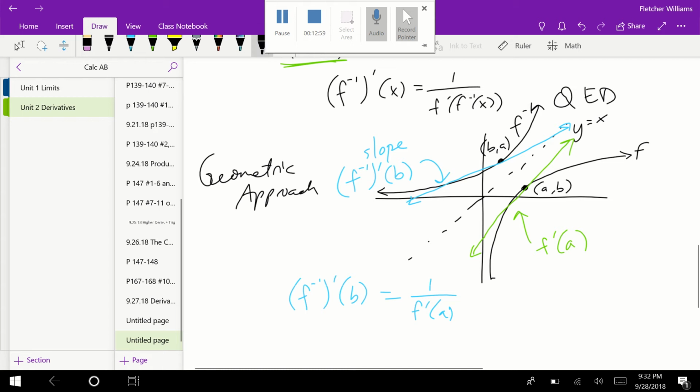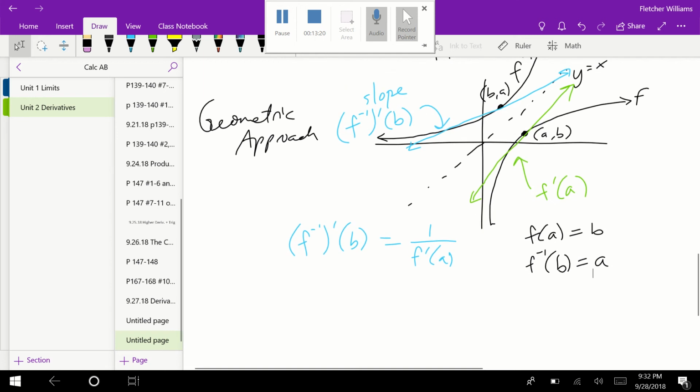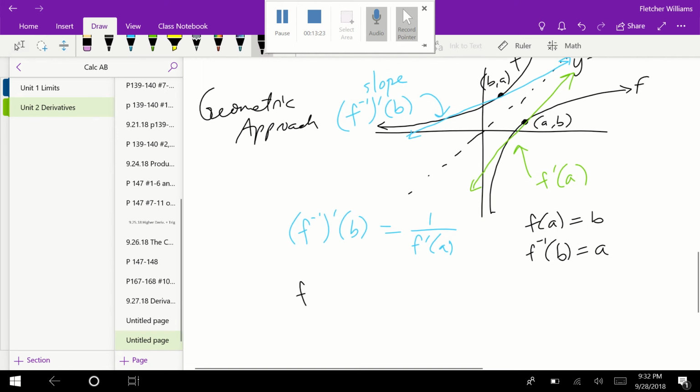Well, so think about our inverse stuff again. F of A is B, so f inverse of B is A. That means you can rewrite all of this as f inverse prime some point B is 1 over f prime. Instead of A, put f inverse of B. Done. So that's the geometric approach to seeing derivative of the inverse.